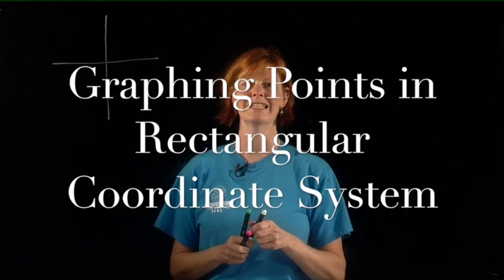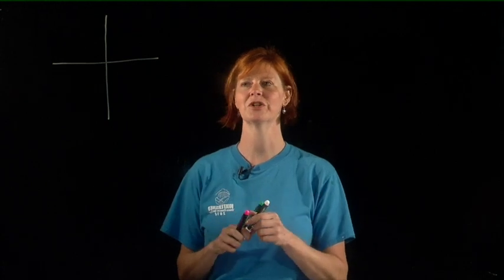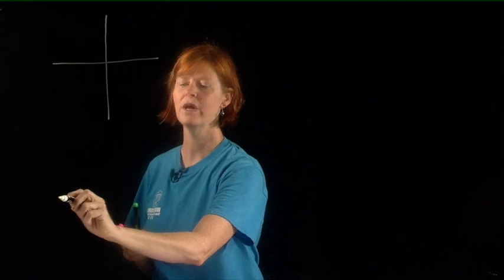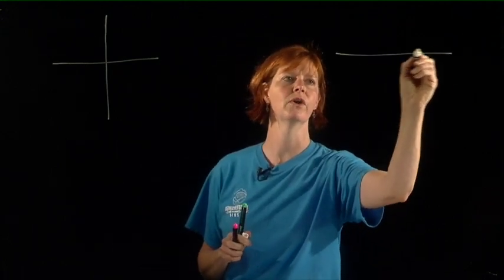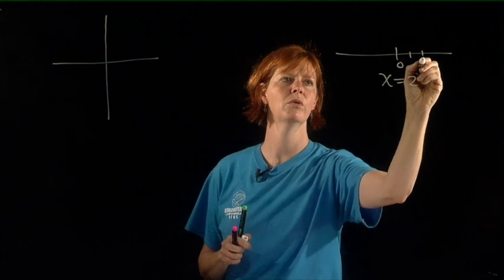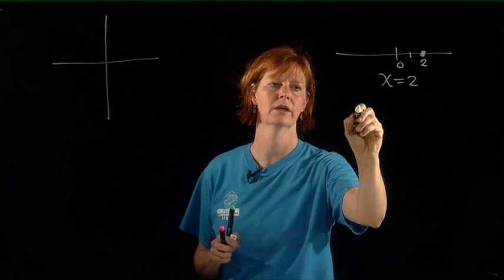We're going to go over the rectangular coordinate system, and that is your introduction to graphing. So before, we were working in one dimension. Let me write it over here. If I said x is equal to 2, you would have 0, 1, 2, and you would just have a dot. That's one dimension.